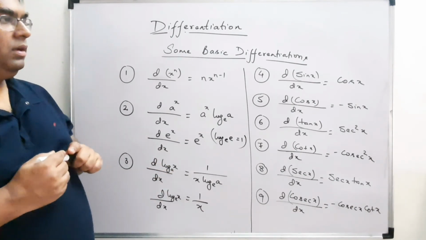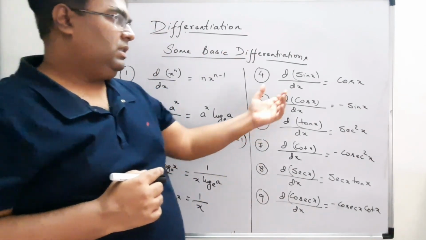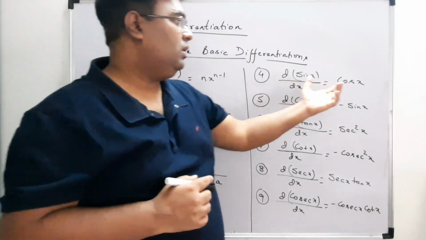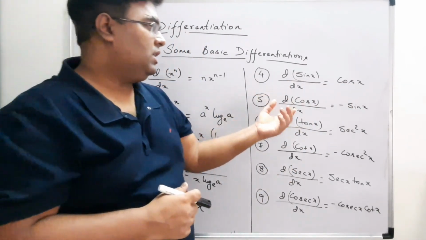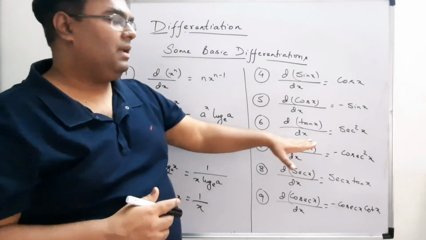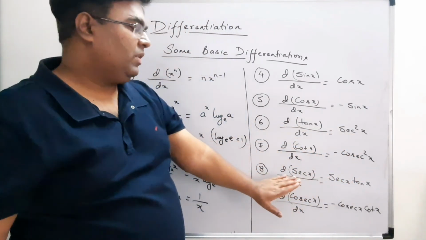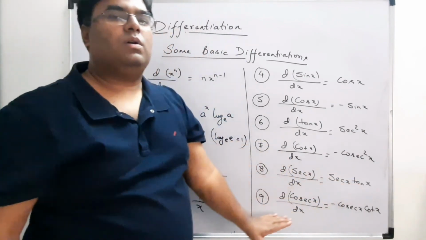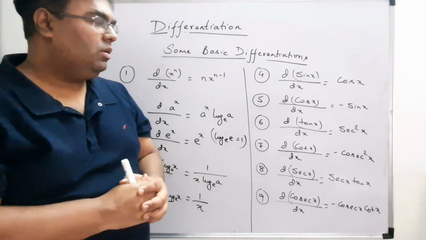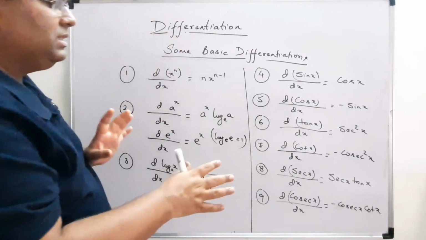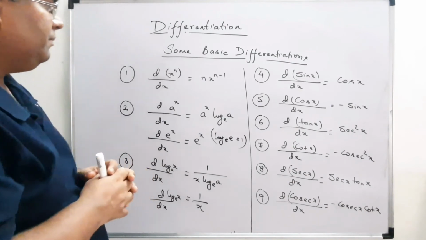Now we also know the trigonometric formulas. Differentiation of sin x is cos x, differentiation of cos x is minus sin x, tan x is sec square x, cot x is minus cosec square x, sec x is sec x tan x, and cosec x is minus cosec x cot x. So you need to remember these basic formulas while differentiating other things. Okay.